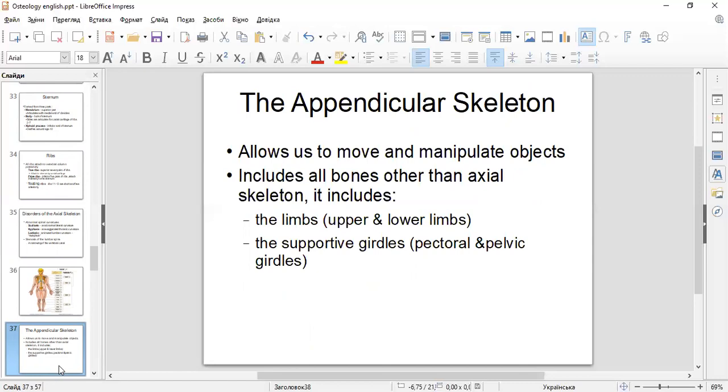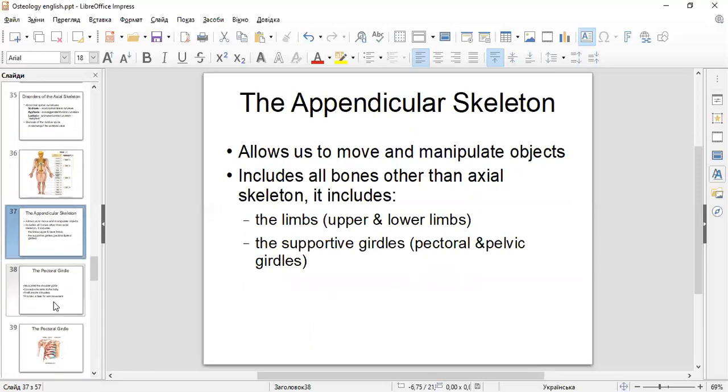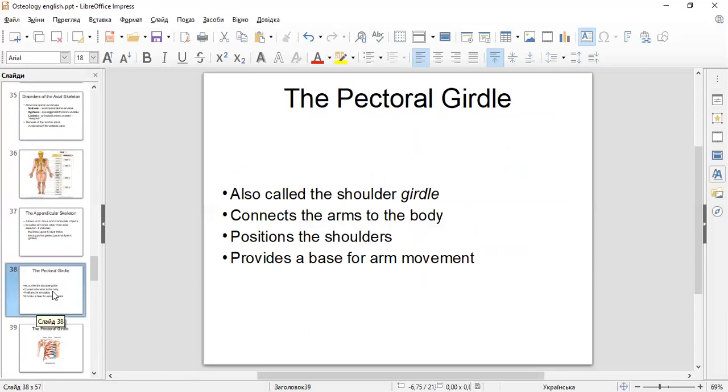The appendicular skeleton allows us to move and manipulate objects. Includes all bones other than the exoskeleton. It includes the limbs, upper and lower limbs, and pectoral and pelvic girdle. The pectoral girdle, also called the shoulder girdle, connects the arm to the body, positioned at the shoulders, provides a base for arm movement.